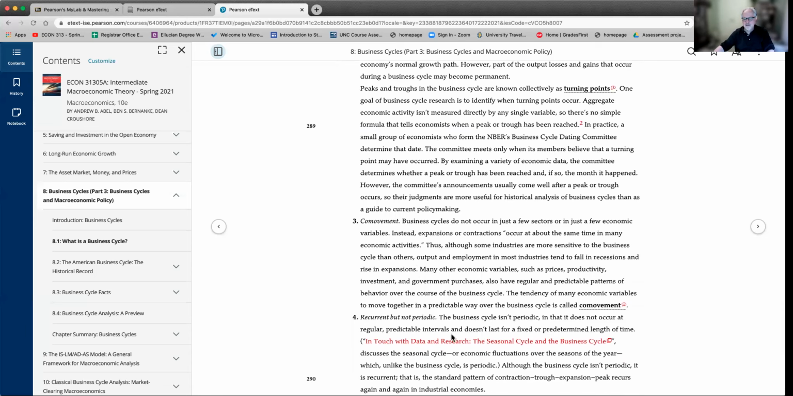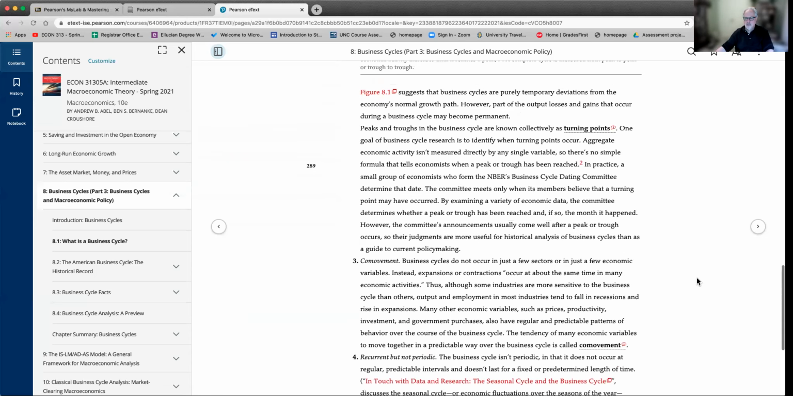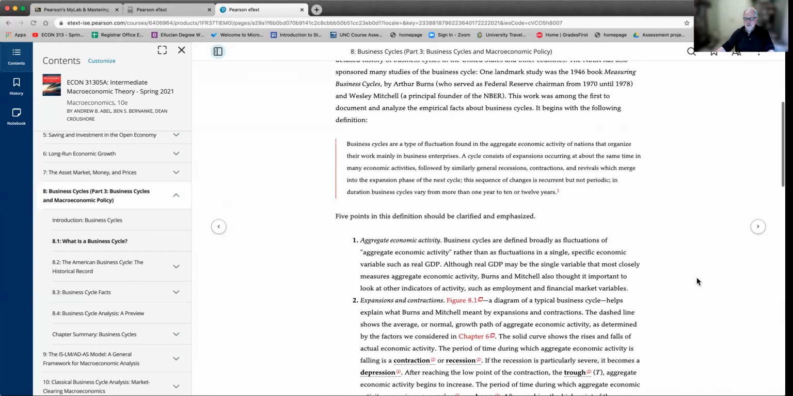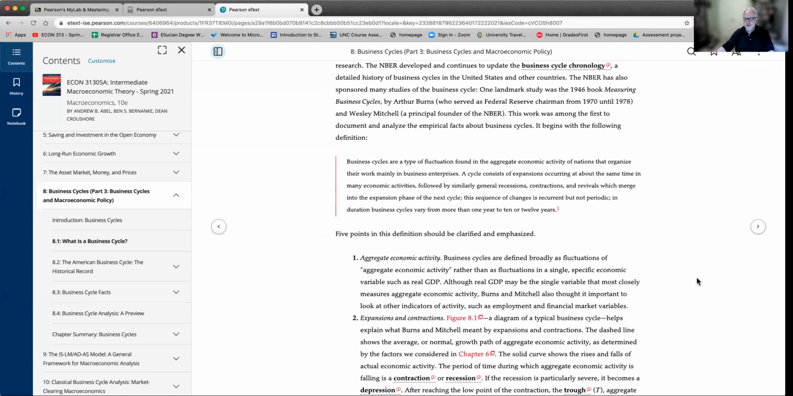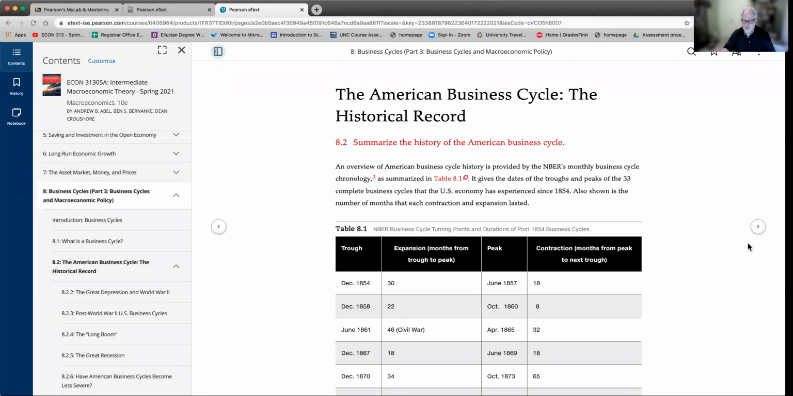And we go through the rest of that definition. Each one of those sentences in that definition that Burns and Mitchell were looking at back in the 1940s, following the Great Depression, in the decade after that, every one of those sentences, every one of those phrases is important. So that's really what the very first section is about. It's not a long section, but it's important to spend some time really understanding each piece of that.